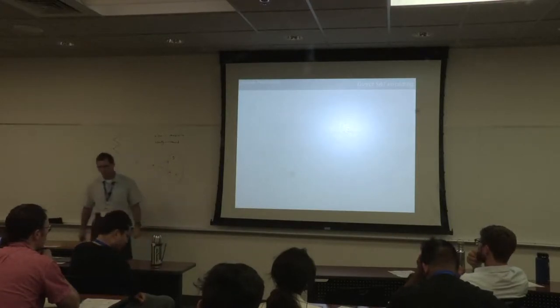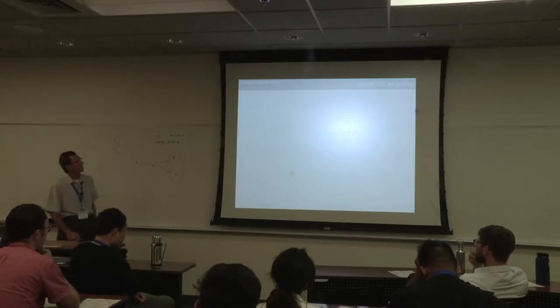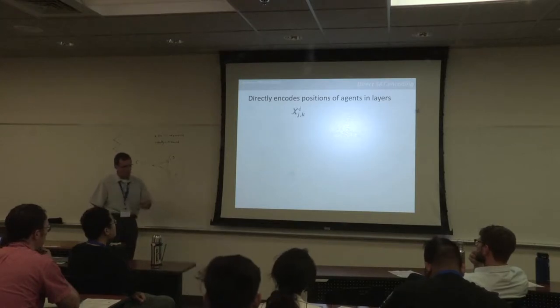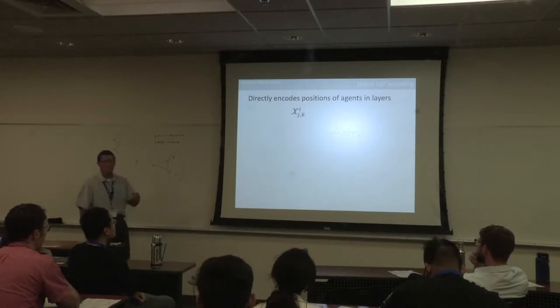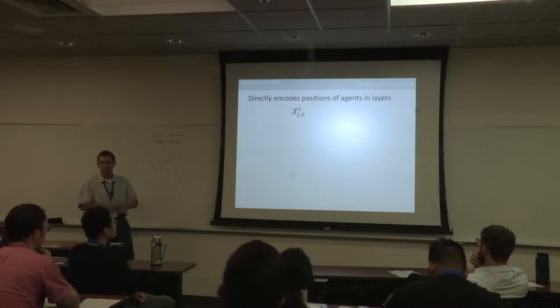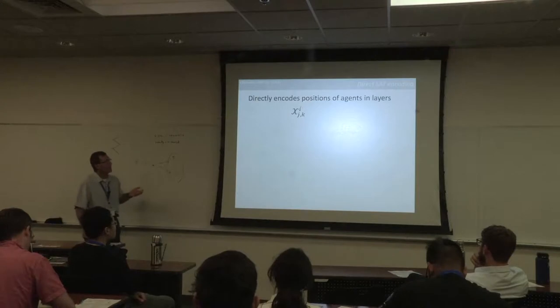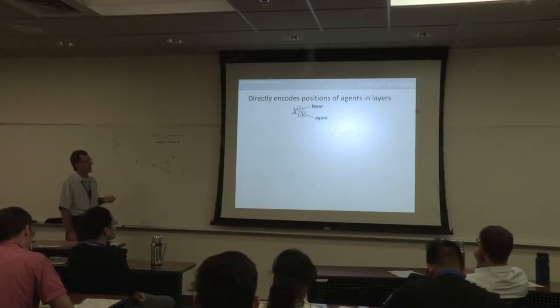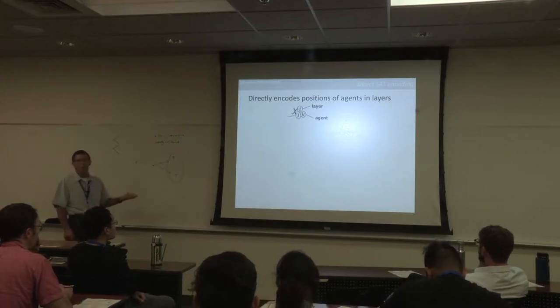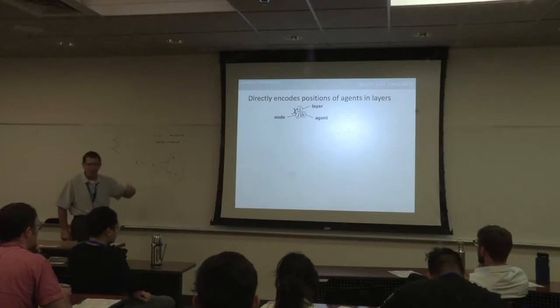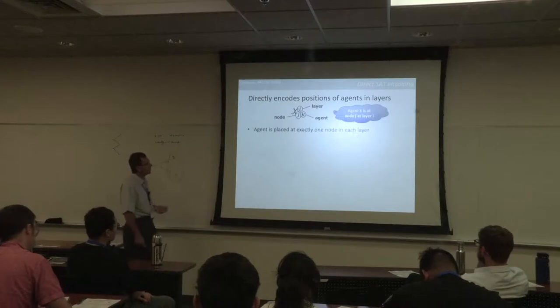The other one is perhaps more straightforward. It's called direct SAT encoding. It encodes directly the position of the agent at a given time using a Boolean variable now. So rather than a multi-valued variable, we use the variable x, I, j, k, where we have layer, then we have agent, and finally we have the node. Okay, so if this variable is true, it means that at a given time, given layer, a given agent is at a given node. Okay, so what are the constraints?